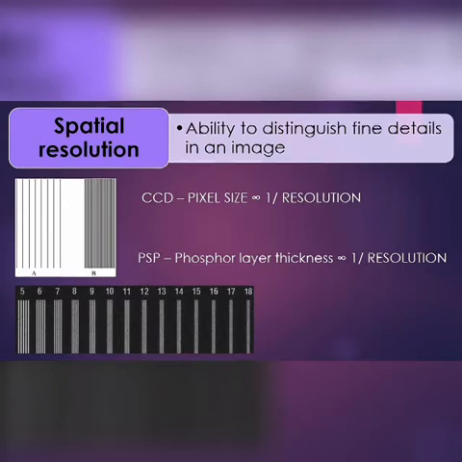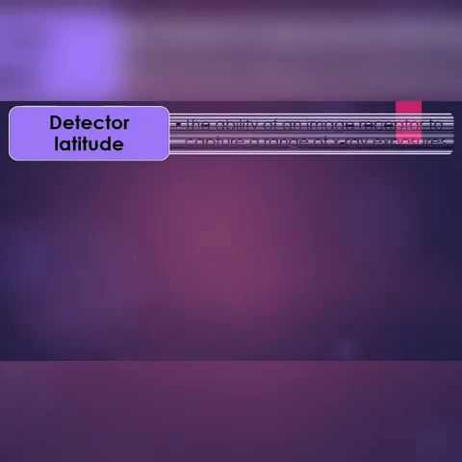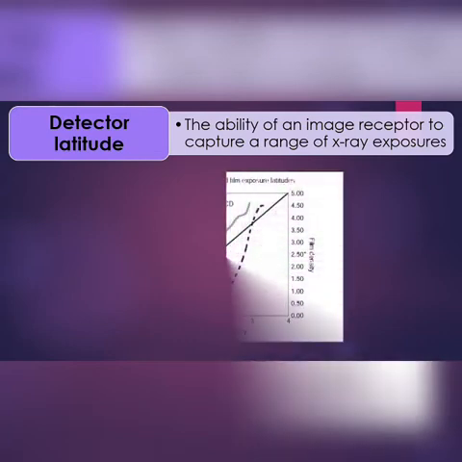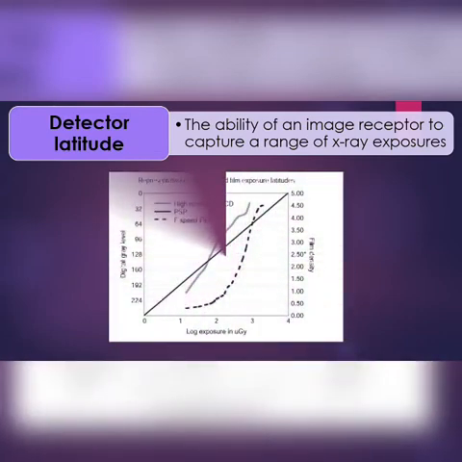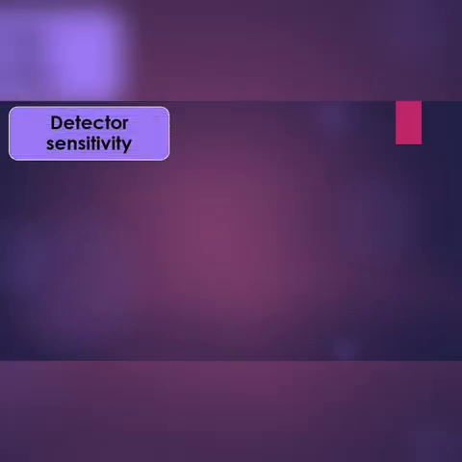The third property is the detector latitude. The detector latitude means the ability of the sensor to capture a range of X-ray exposures, that is from the lighter shade to a darker one. It will give you a range of X-ray exposure from the low energy photons to the high energy photons. All right, so moving on to the last one, that is detector sensitivity.